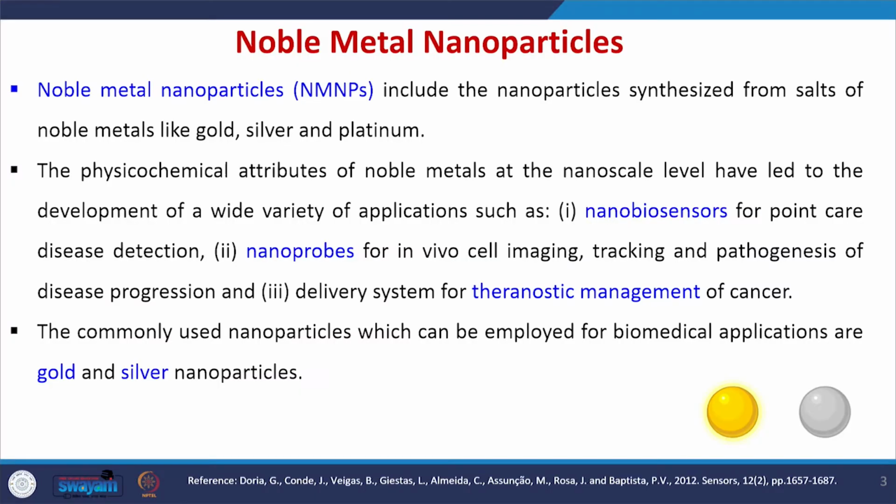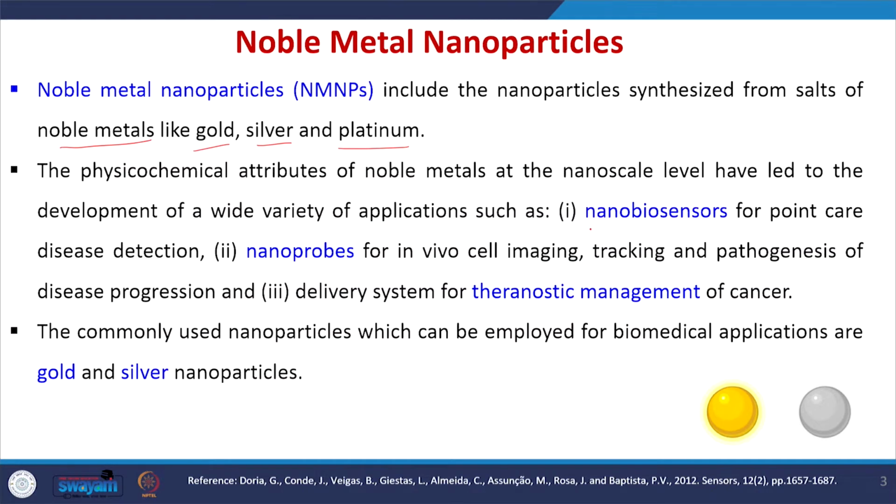Let us see what is noble metal nanoparticle. Noble metal nanoparticles include nanoparticles synthesized from salts of noble metals like gold, silver and platinum. The noble metals, when in bulk, show different kinds of properties. The same metal, when it goes to the nanoscale, shows remarkable properties. For example, the bulk gold, which we use for making ornaments or jewels, when it goes to the nanoscale, can be useful for various biomedical applications.